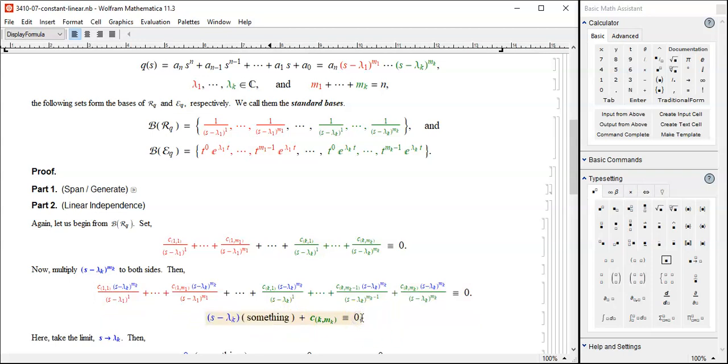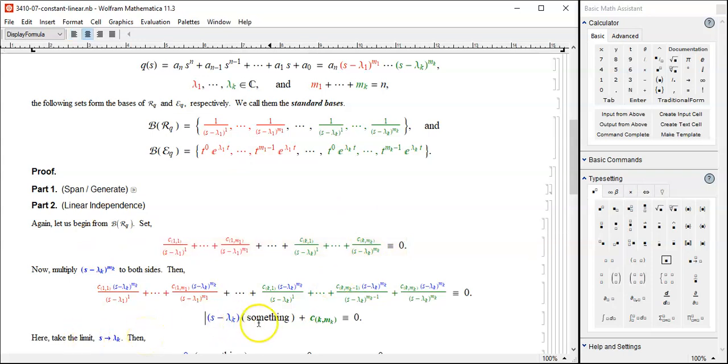Now we're going to take the limit as s is approaching lambda k. Why don't we just plug it in? We can't. Look at this expression. (s minus lambda k) is in the denominator. So if you just plug in, this expression here on the left-hand side may not be well defined, but if you take the limit, then it's okay.